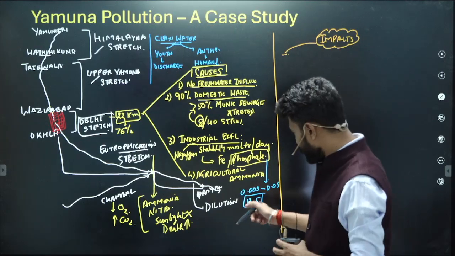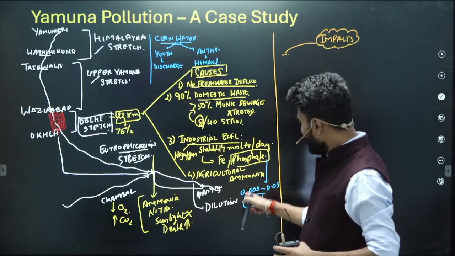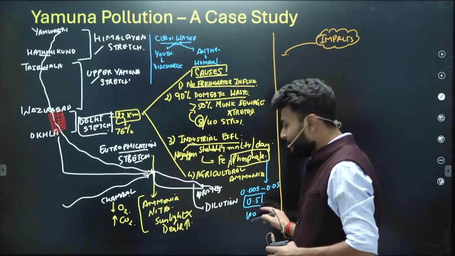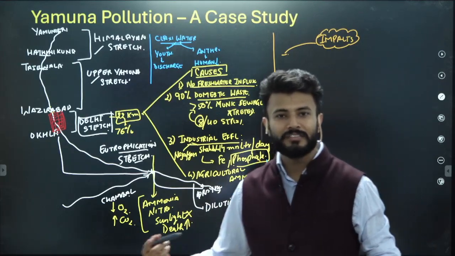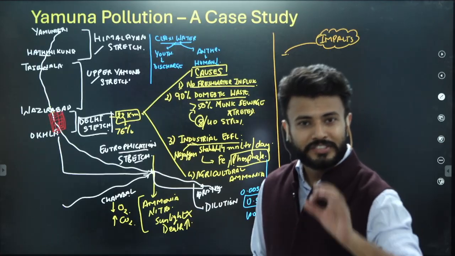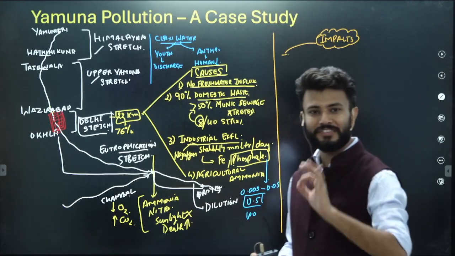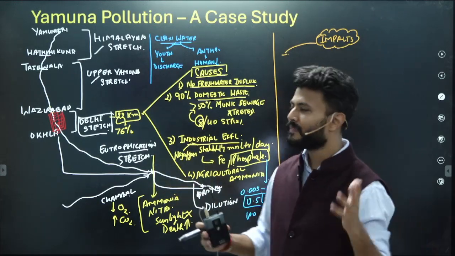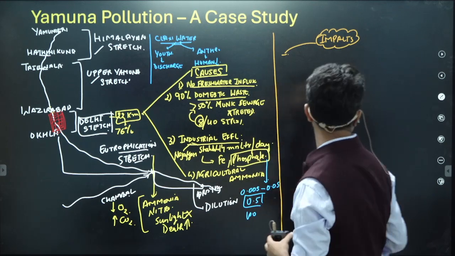Don't think that 0.5 is very less. The recommended value is this range, so that means it is around 100 times higher. The phosphate values in river Yamuna are 100 times higher than the recommended value. Still, if you feel that the pollution problem is not that grave, let me quote another numerical value for you.